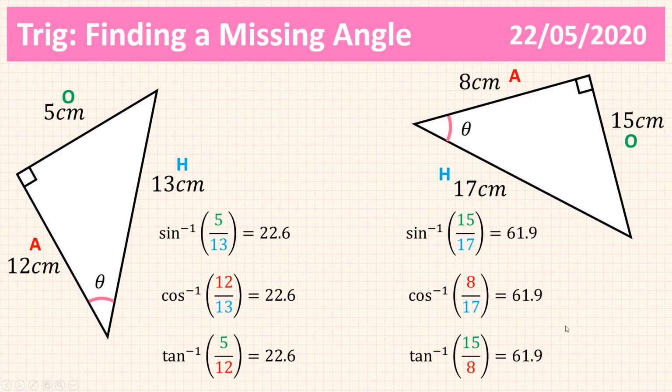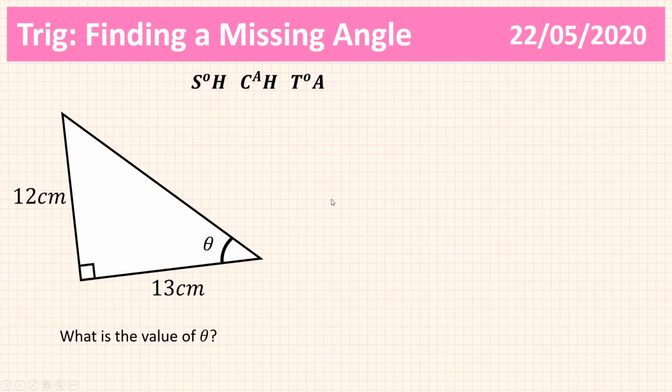Now, you may be asking yourself, well, sir, we can do this when we have all 3 sides and we know what we're doing. I can do sine minus 1, I can do cos minus 1, I can do the inverses. How do I answer some questions? So let's look at an example before you go and do some practice. So here is your example. You need to work out the value of theta.